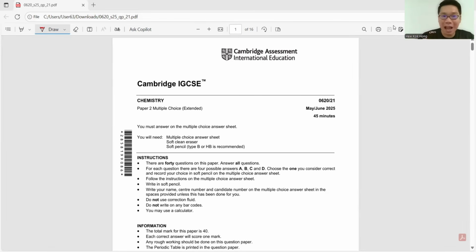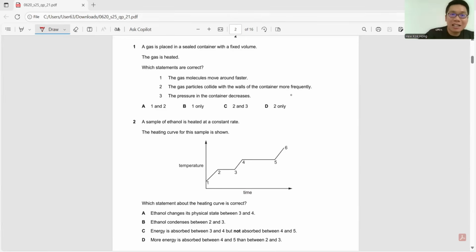Today we will go for Chemistry Paper 2, Version 1, 2025, May, June. Let's go. First question. A gas is placed in a sealed container with a fixed volume.